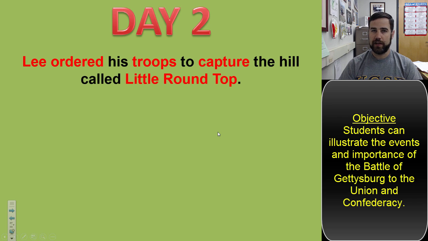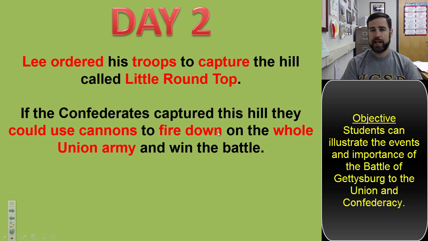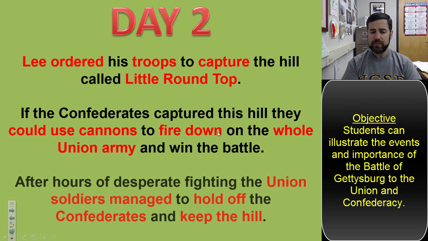On the second day of fighting, Robert E. Lee is going to order his troops to try to capture the hill called Little Round Top. If the Confederates are able to capture this hill, they could then bring cannons up to that hill to fire down on the back side of the entire Union Army. If the Union Army is being attacked by the infantry in the front and has cannons firing on them in the back, that's not a good spot to be. That was Robert E. Lee's plan for this battle.